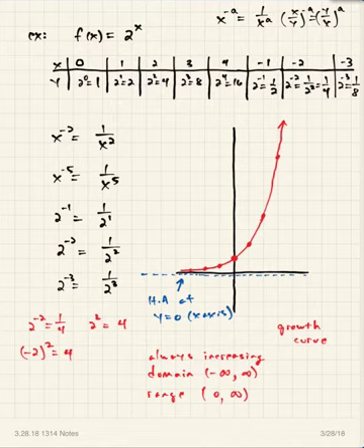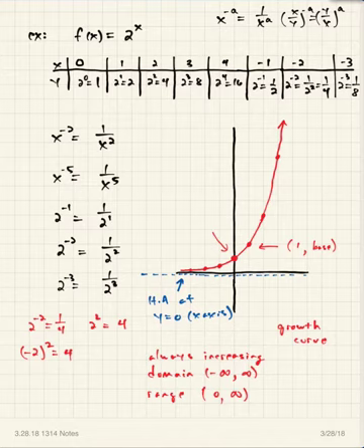All right. Also notice that not only does it go through the point (0, 1), but it also goes through this point right here, (1, 2). And notice that the y coordinate happens to be the base here. So when x is 1, the y coordinate is the base that we were talking about. The base in this problem is 2. That's going to carry over to other exponential functions that are in this form.